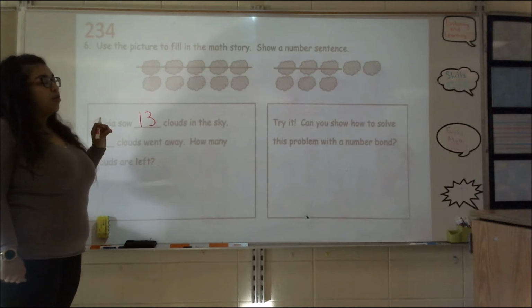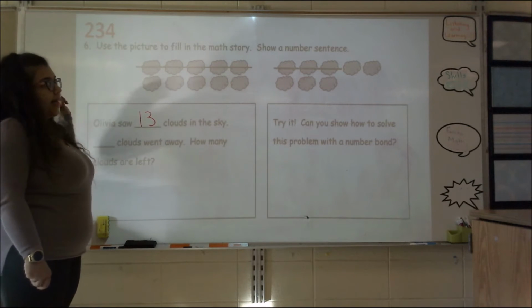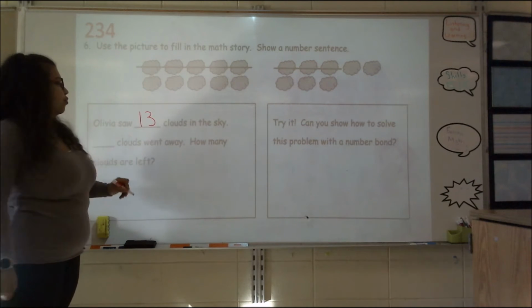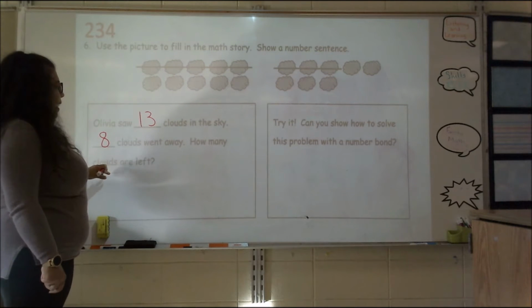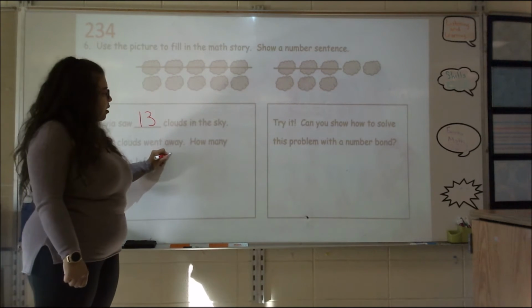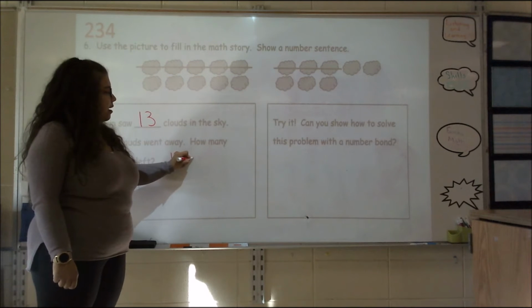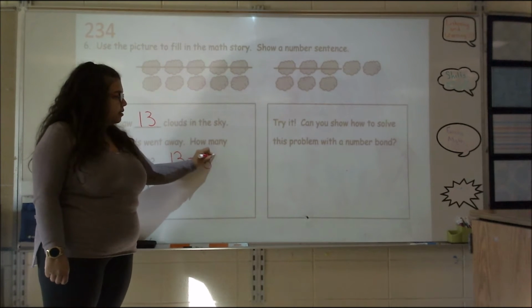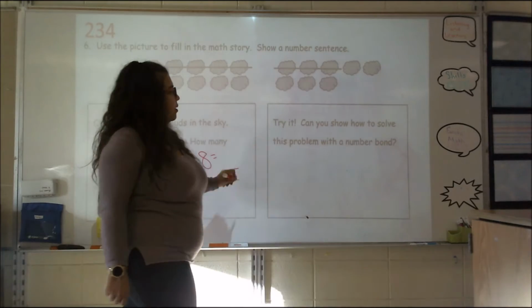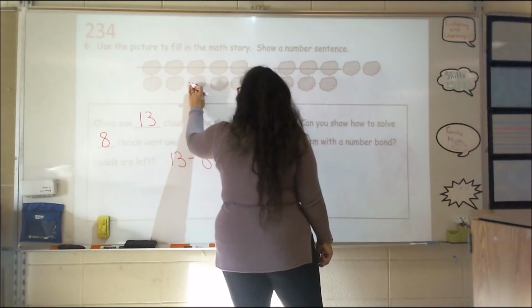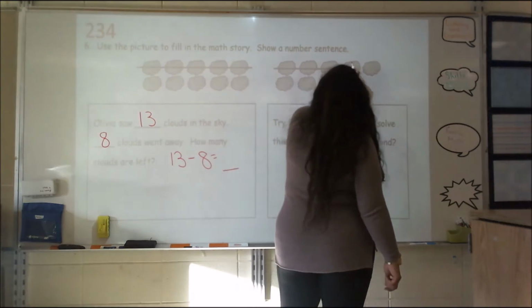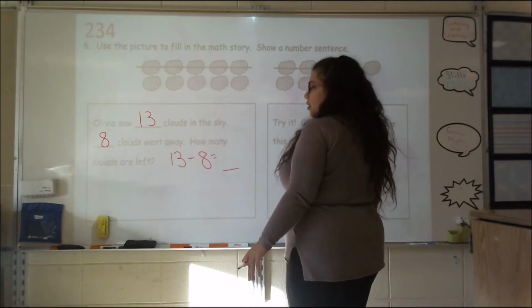The ones that went away are represented by having them crossed out. 8 clouds went away. How many clouds are left? So we want to know 13 clouds minus 8 clouds is equal to how many clouds? Well, 1, 2, 3, 4, 5, 6, 7, 8, 9, 10. Wait a minute, guys.